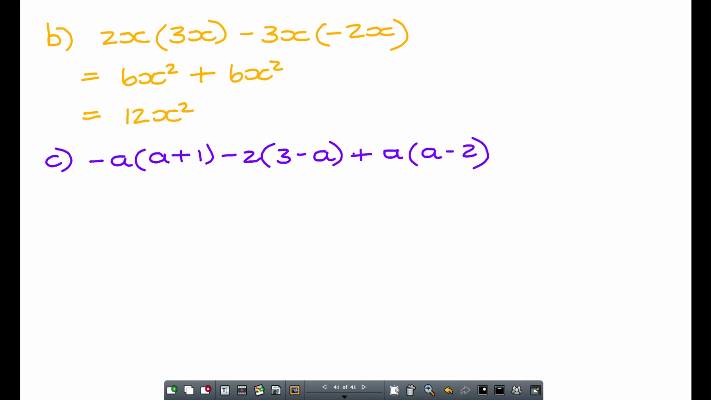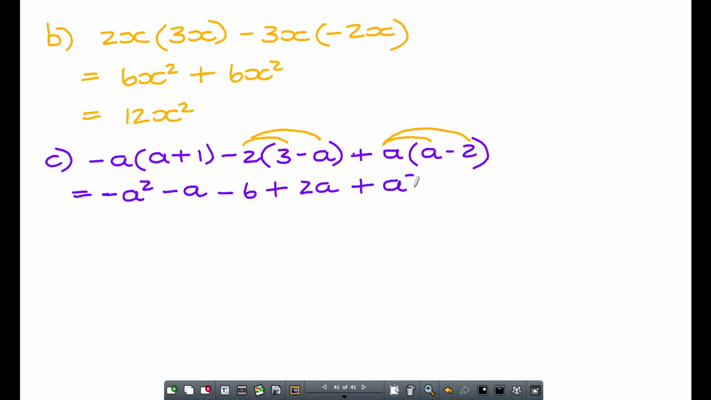Okay, so let's first go multiply in. Minus a times a gives me minus a squared. And minus a times 1, just minus a. Okay, now I've got to say minus 2 times 3 gives me minus 6. And minus 2 times the minus a will give me positive 2a. I'm going to do the same here. I've got to multiply this in. So a times a is a squared, and a times minus 2 is minus 2a.